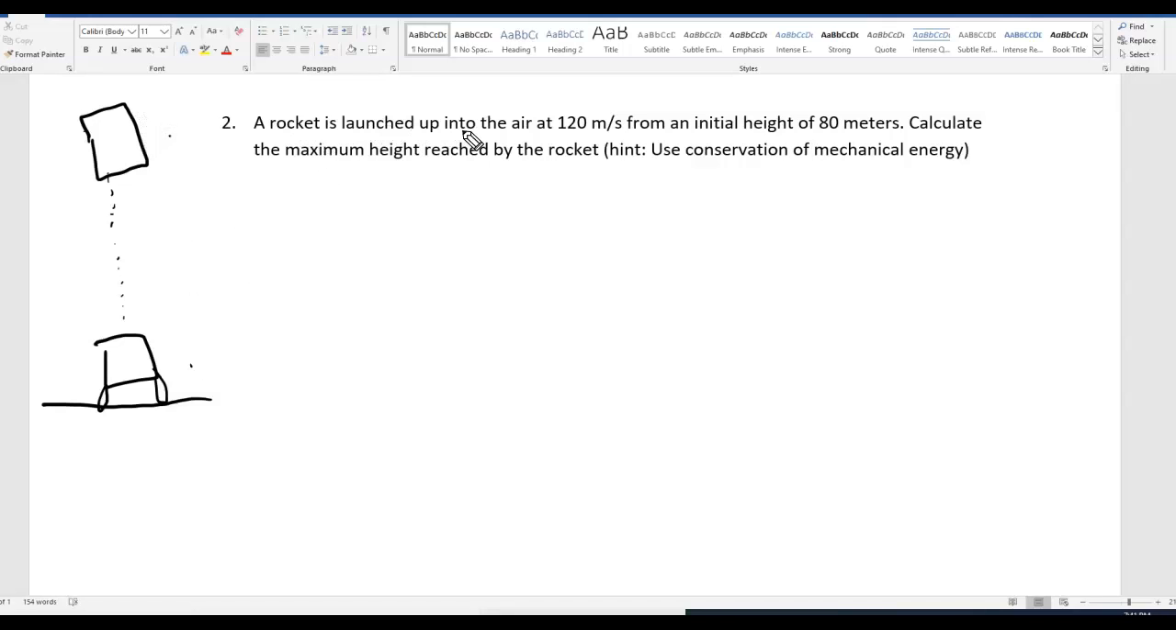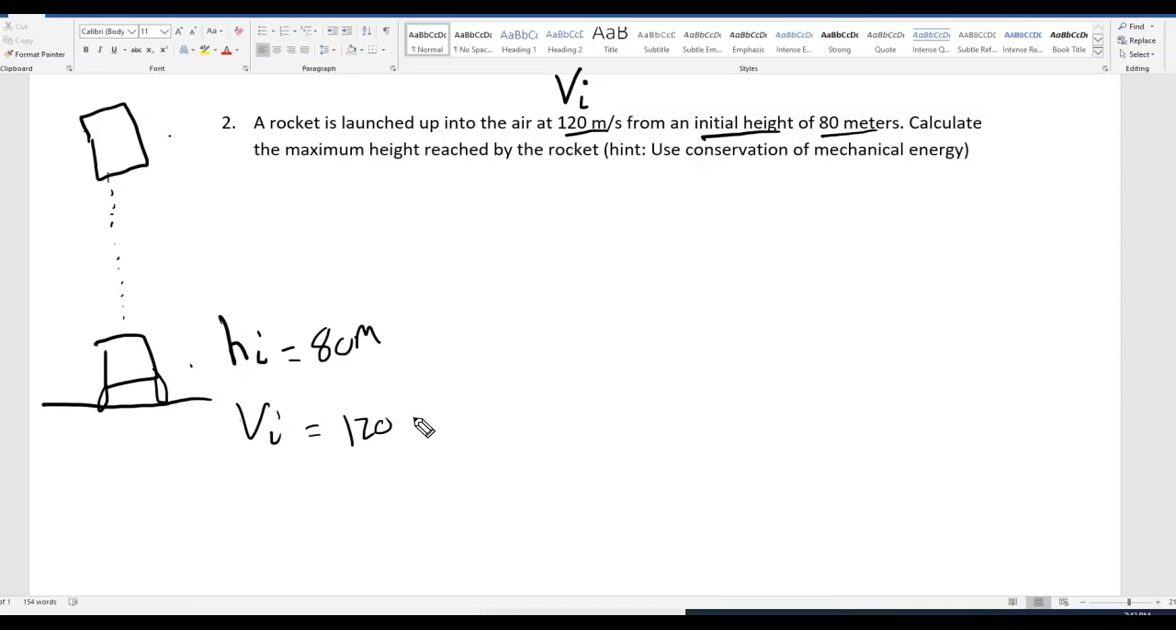Now, it says the rocket is launched up into the air at 120 meters per second from an initial height of 80 meters. So that means down here, the height of the rocket, the initial height, which I'm going to label HI, is 80 meters, and 120 meters per second, looking at the unit, I know that's got to be speed or velocity. And I know it's the initial value because that's how fast it's moving at that initial height. So that's going to be my VI.